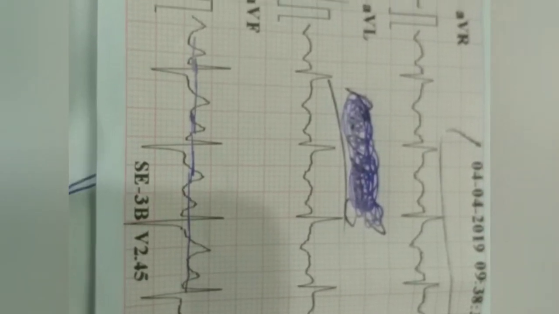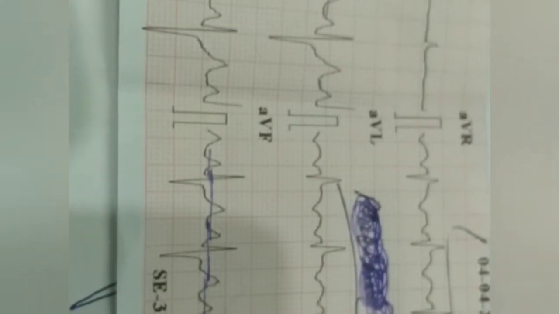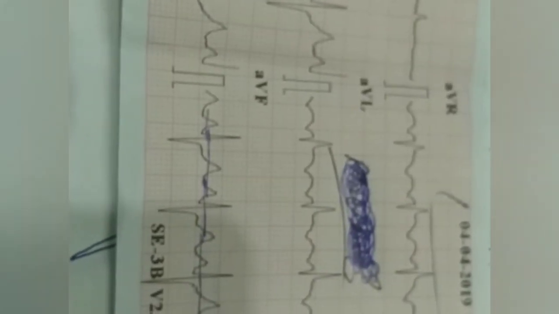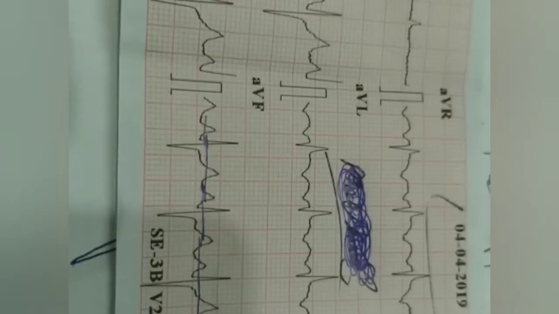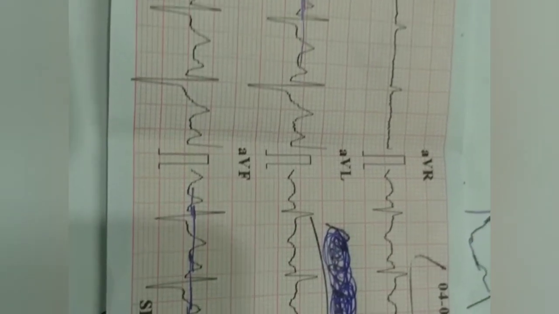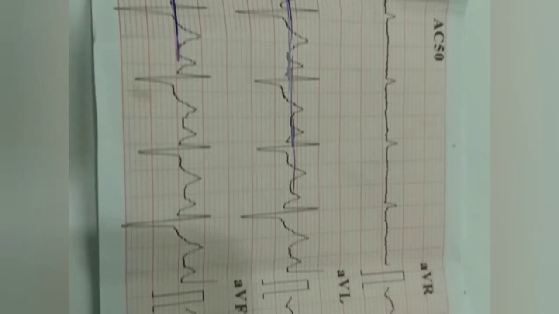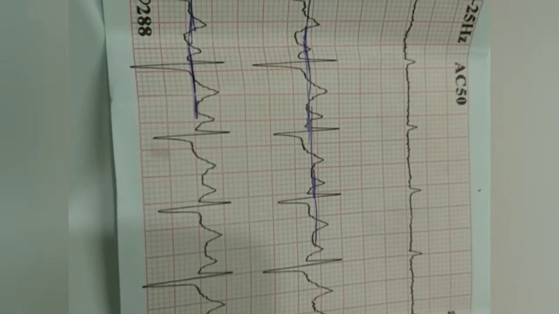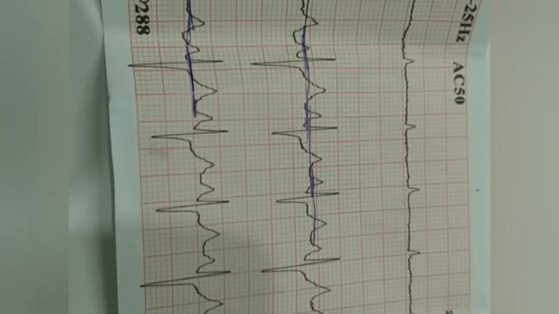One small box or more than one small box is significant. So we see here that there is an ST elevation, ST depression in lead 2, 3 and AVF. So again this points towards some sort of ischemia in RCA or the right coronary artery.